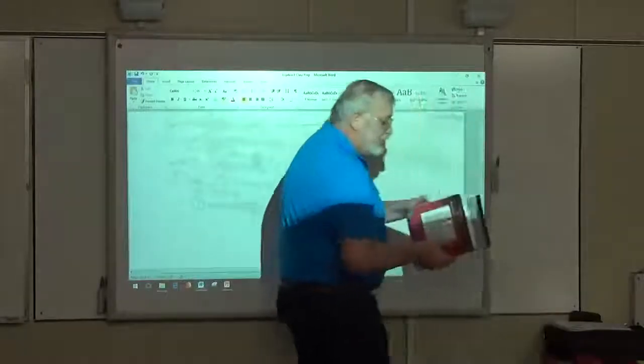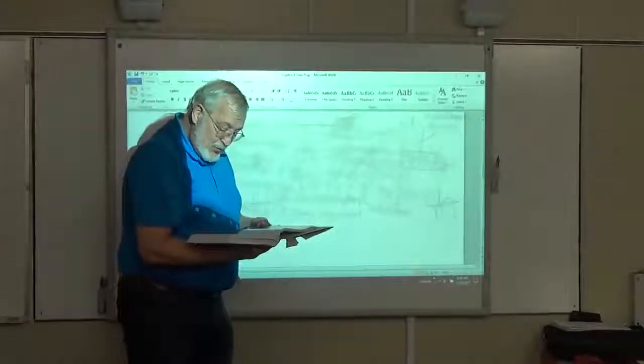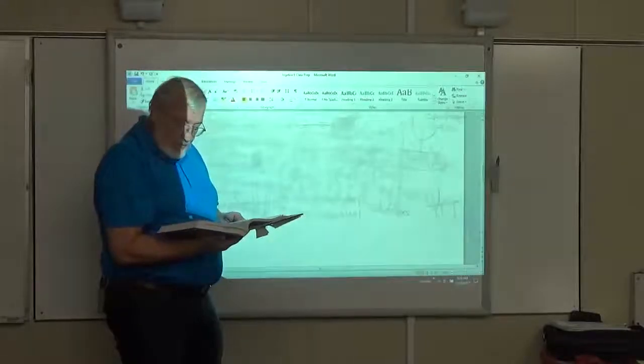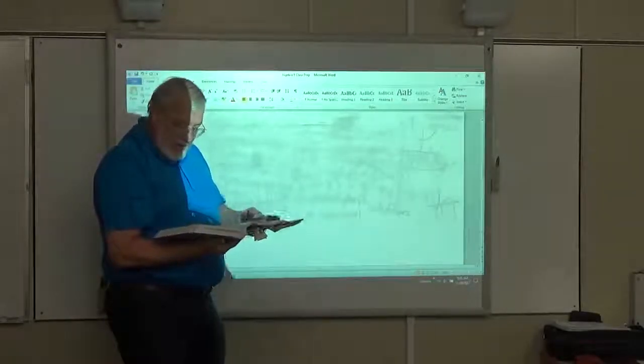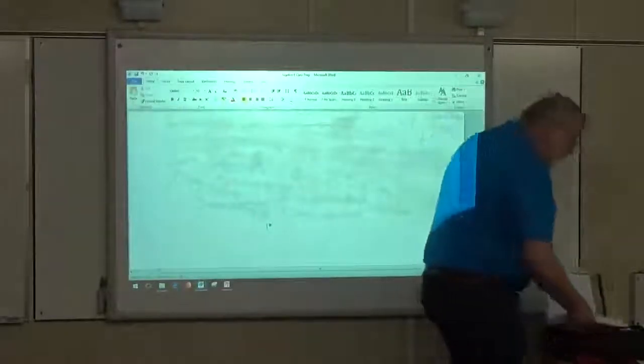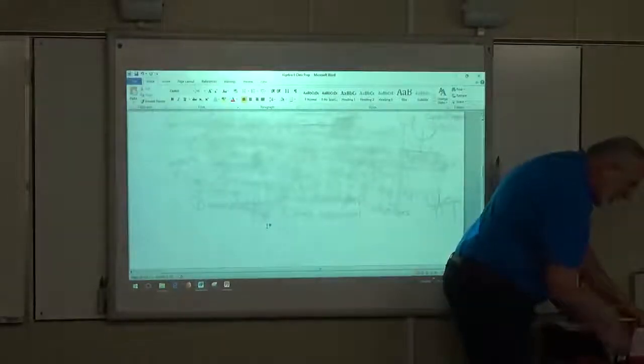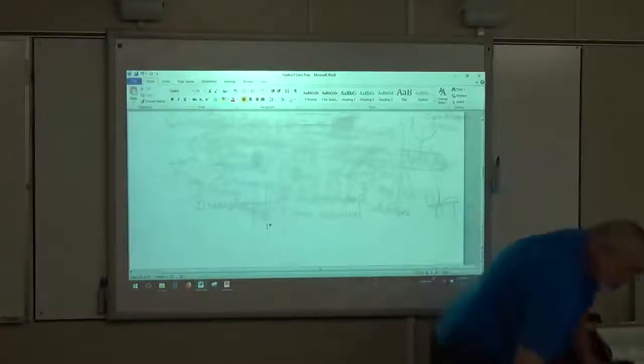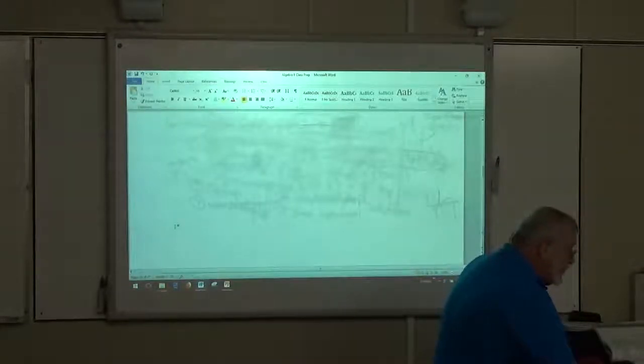I think we can get through one, maybe two more before I go to clean the board again. Given the vertex of a parabola and the intercept, sketch it. This one I have found to be very interesting.